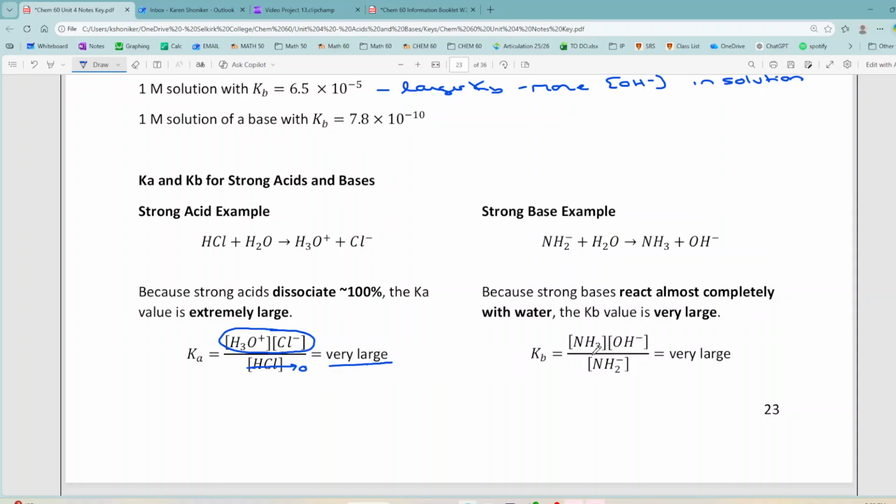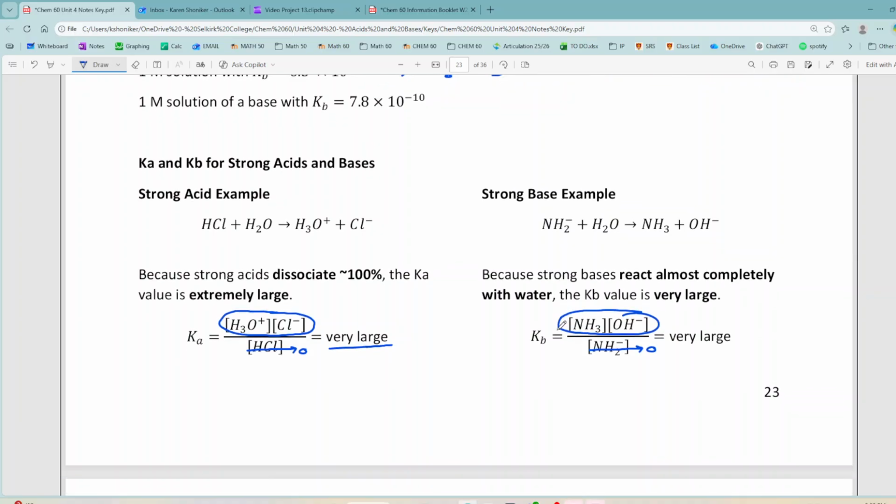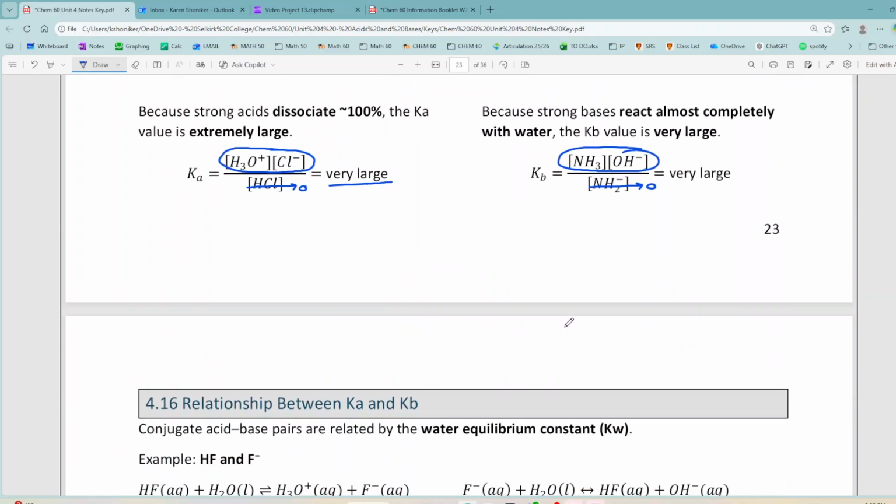And then same thing with Kb. Because the strong bases react almost completely with water, the Kb is also very large. You would be mainly ions, and this would be approaching zero. Awesome. Okay, so let's go practice some of those questions.